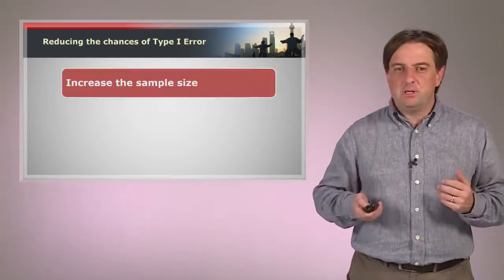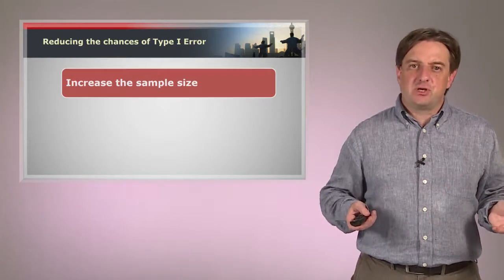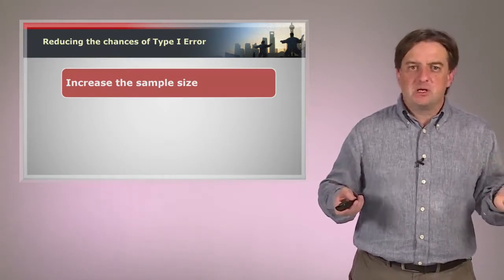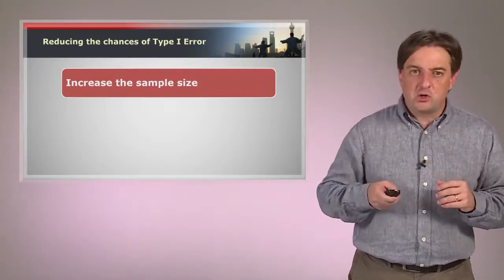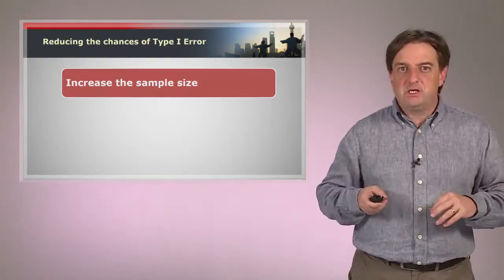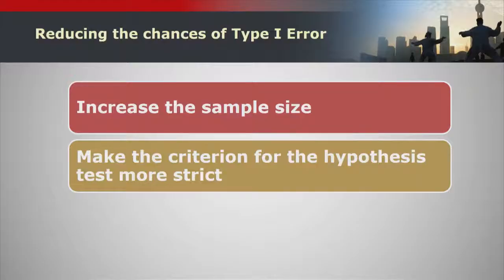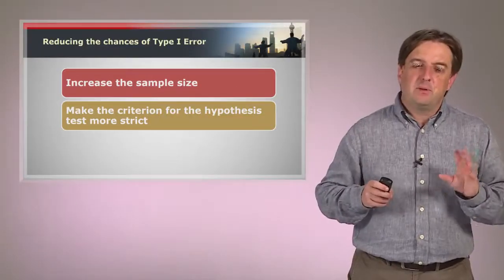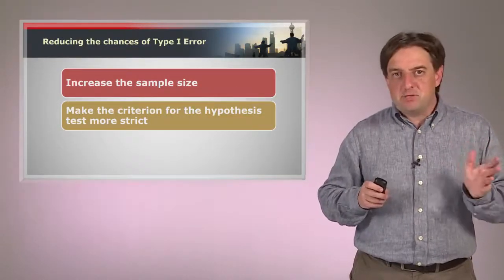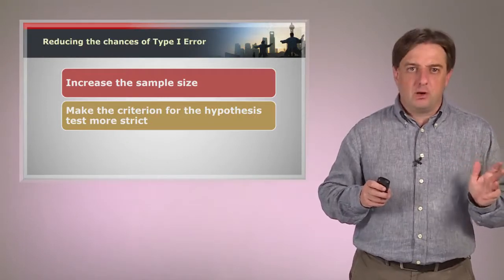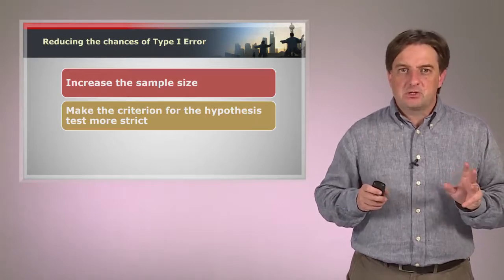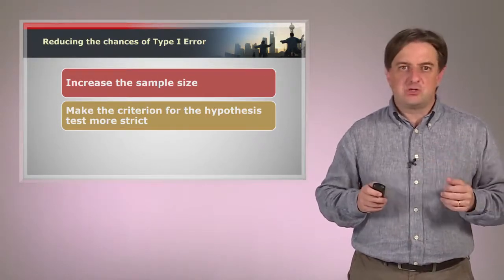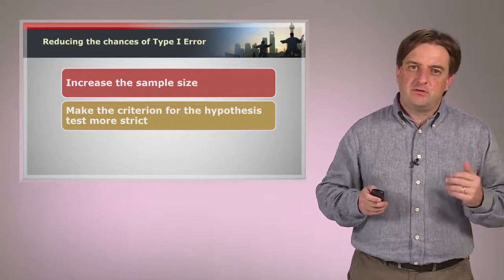Now, if we're worried about these type 1 errors, accidentally accepting a result as statistically significant when in fact it shouldn't be, we can try to increase the sample size. Larger sample sizes tend to change our test statistics, generally make them larger, so we get generally smaller p-values. We can make the criterion for the hypothesis test more strict, so we can demand a p-value of 0.01 or 0.001 before we accept that a relationship is statistically significant. So there's only a 1 in 100 or a 1 in 1,000 chance of committing a type 1 error.